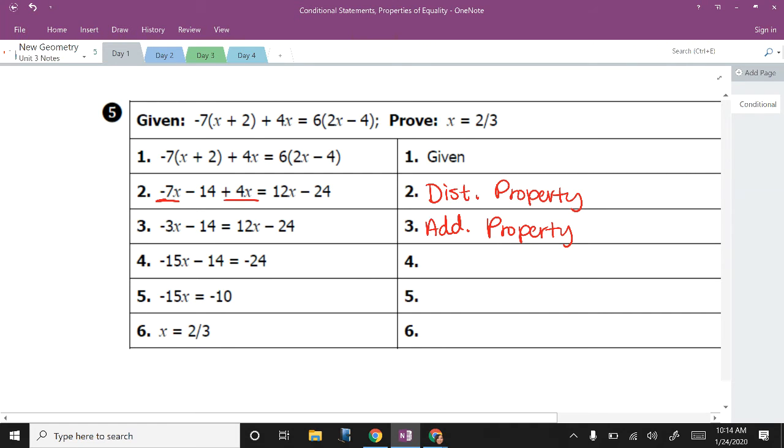Okay. So they combined like terms, and they went from this to this. What did they do on both sides to get that 12x over here? So sometimes it helps if you fill in the blank in between. Does that make sense? Sometimes that helps me. So they did subtraction property. I can't spell subtraction, apparently.